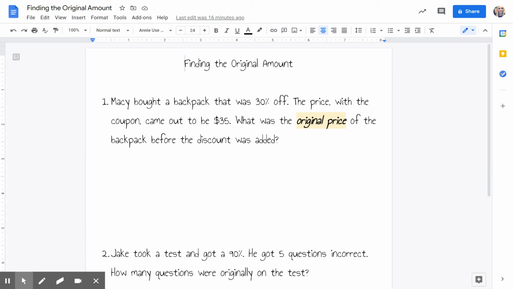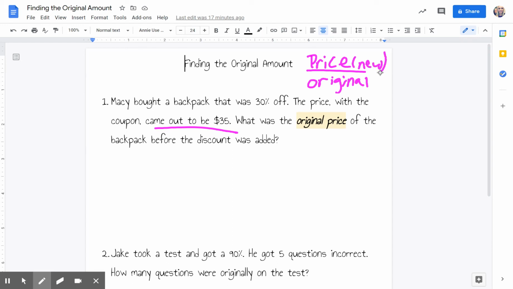Macy bought a backpack that was 30% off. The price with the coupon came out to be $35. What was the original price of the backpack before the discount was added? Okay, so this is a little bit different. Before, we actually had the original, right? That always goes on the bottom. And then we were figuring out the new price of something, the new one.